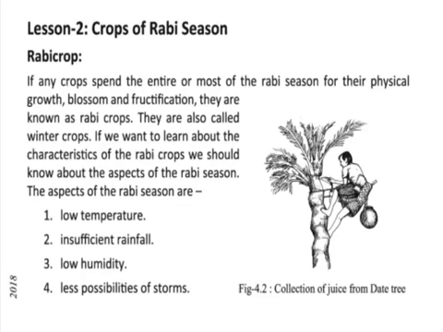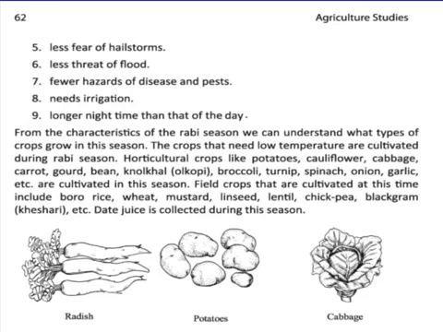Especially in the winter season, there is no rainfall. Low humidity. Humidity means the moisture in the atmosphere. Less possibility of storms. In the winter season, there is no possibility of any storms or rain. Less fear of hailstorm. Hailstorm means storms of heavy hail, thunderstorms. Less threat of flood. That means in the winter season, there is no chance of heavy rain. That is why there is no threat of flood.